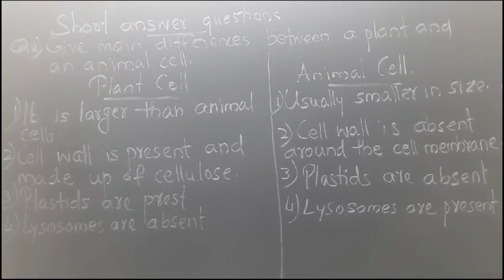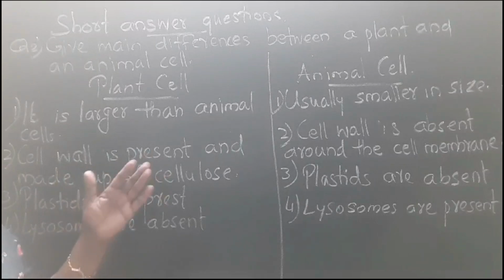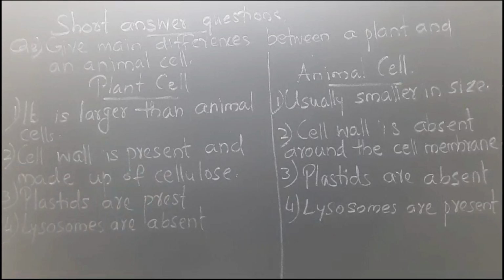Our first question is, draw a neat and well labeled diagram of a plant and an animal cell. This question, you know that we need to draw, label it, and if you want you can color it. Okay, so you can do it by yourself. If I do that, that is not going to help you. You have to do by yourself. So let's move on to the second question.